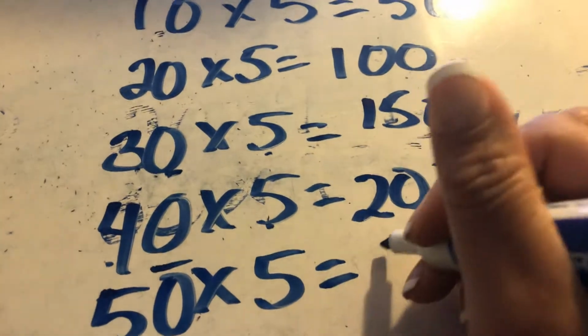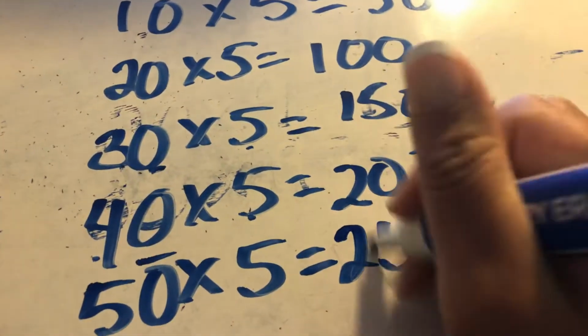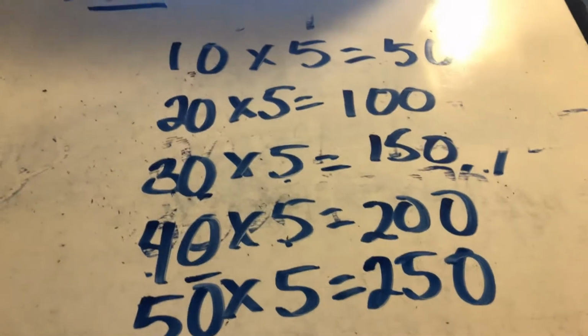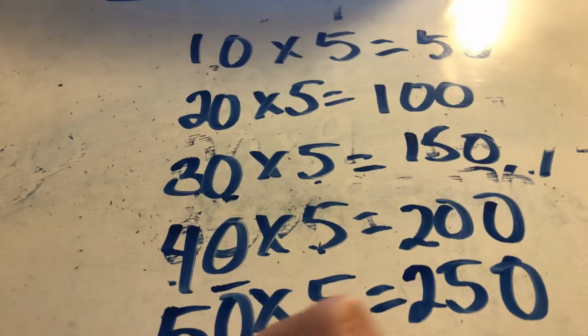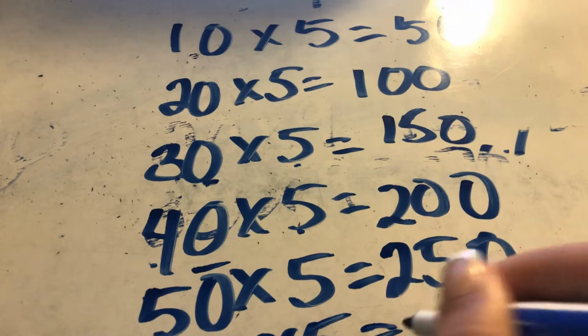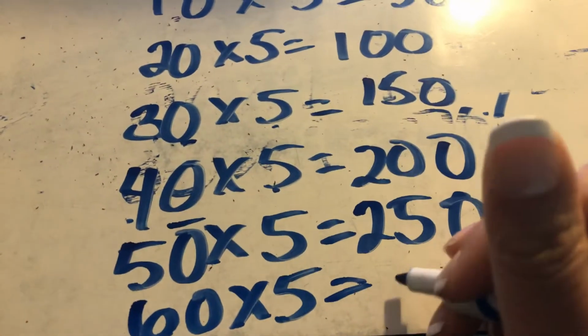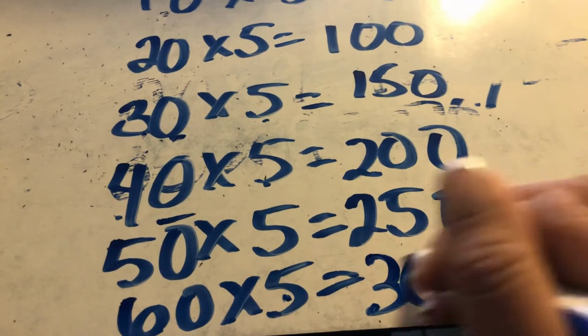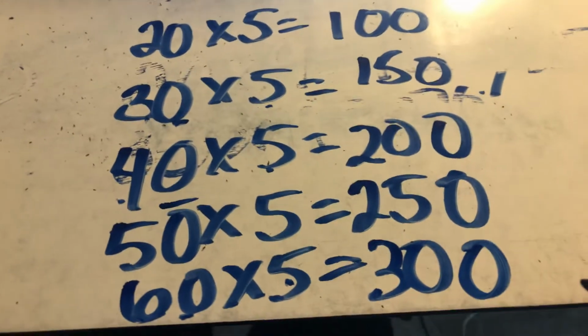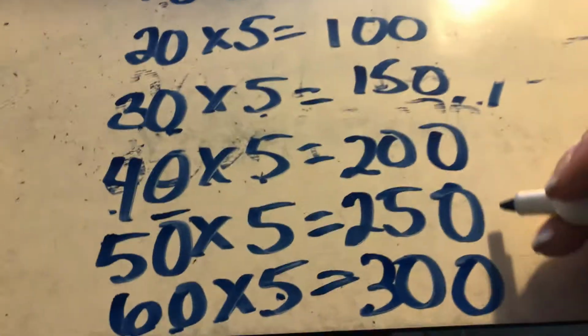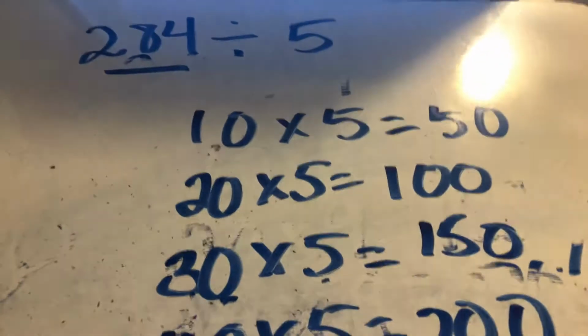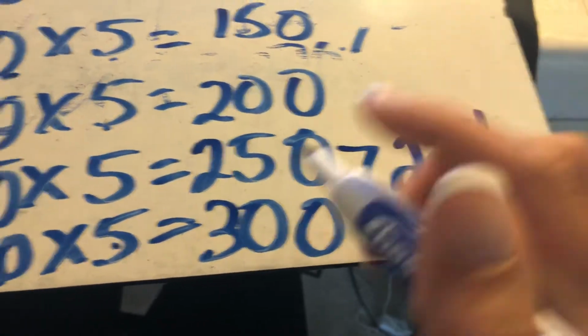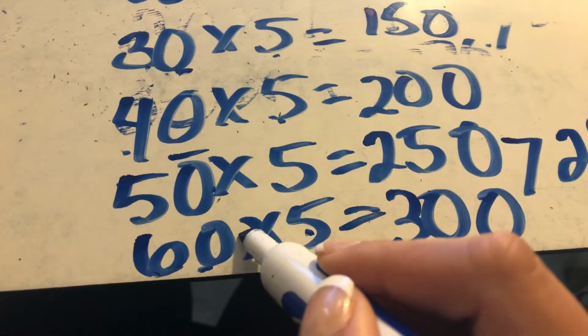So 50 times 5, well, 5 times 5 is 25, and we just dropped that 0 right there. And the last bit is going to be 60 times 5, which is where we're going to see where it falls in between. So 6 times 5 is 30, and drop that 0, and it's 300. Okay, so my 284, because remember, the problem was 284 divided by 5, falls right in between 50 and 60. So we're going to need to list all the multiples of 5 between 50 and 60.